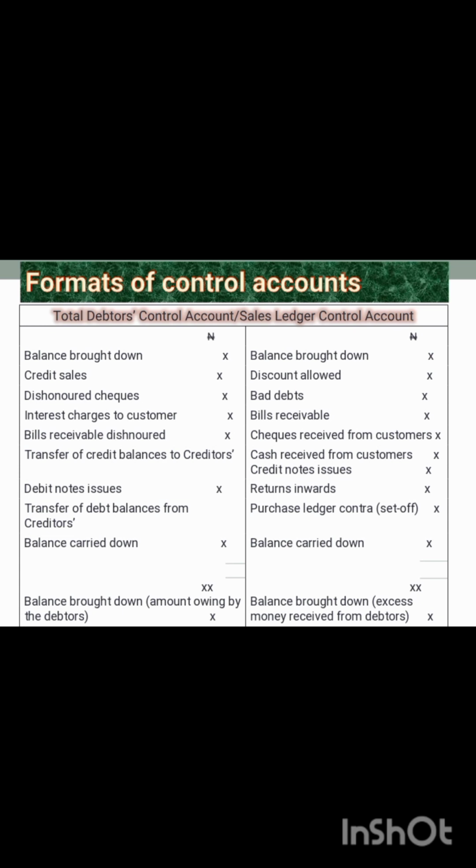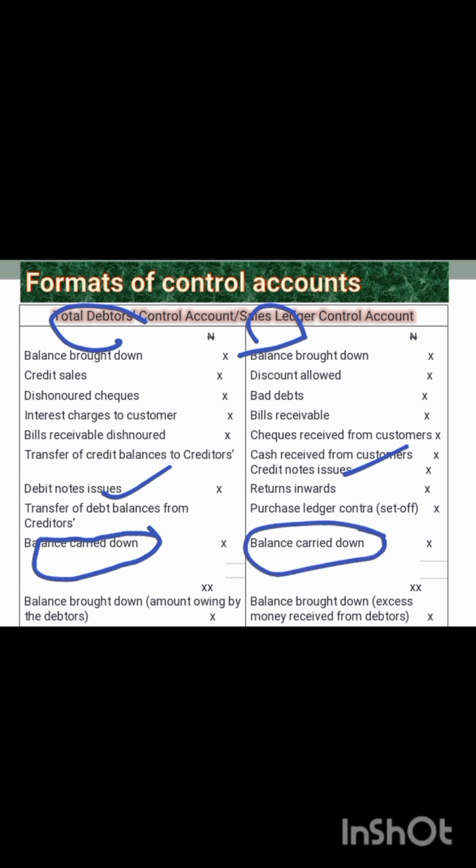Now our focus here is the debit note issued and the credit note issued. You can see the word issued indicates total debtor or sales ledger control account. Now there is another thing very peculiar that I want us to know. The balance carried down, we can have balance carried down at the debit side and also at the credit side, and it's an indication that control account is a memorandum account.